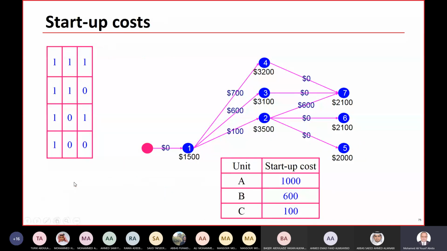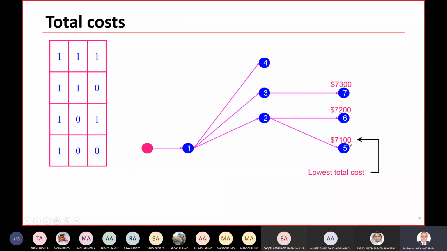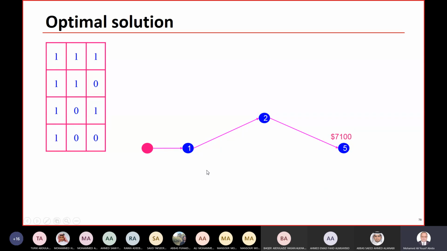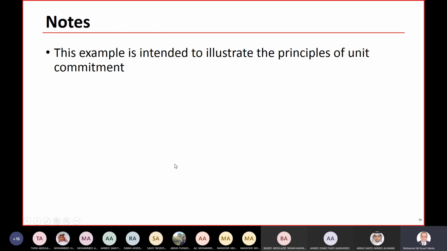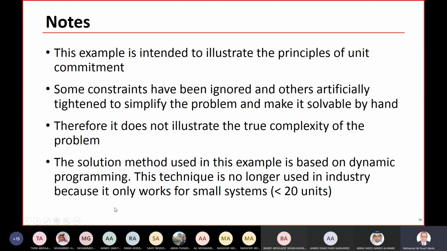I think this is the last. Of course, this is again the startup cost. Now we just have all this, and this gives you the lowest cost as we mentioned, and this is the best solution as we discussed. Some notes are here to illustrate the principle, and you can go over them quickly. But you can imagine if you have more than 20 units or 100 units in real life systems, you can see how much complexity the problem has.